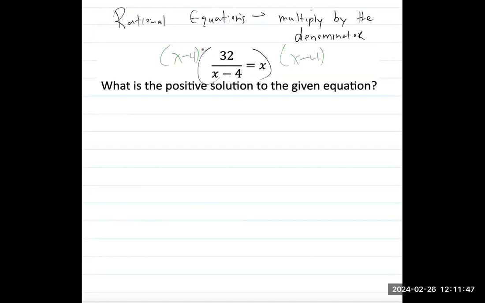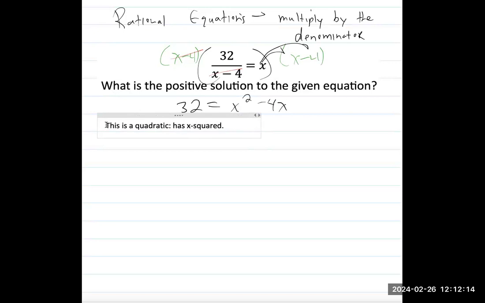On the left, it cancels, leaving you just with 32. And on the right, you're distributing that x. So you get x squared minus 4x. So now we say to ourselves, well, this is a quadratic. Quadratics have x squared.